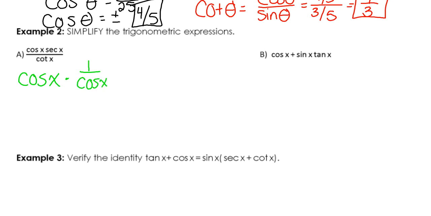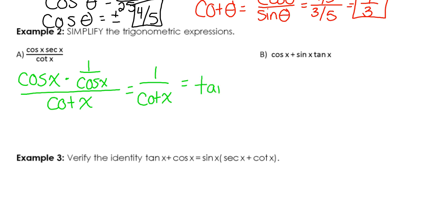So I try and think about how I can rewrite things in the same trig function. So getting these both to cosine kind of helps me. And then let's leave cotangent alone for right now. So in the numerator of that fraction, cosine of x times 1 over cosine of x is just 1. And then I have cotangent of x in the denominator still. And from my reciprocal identities, I know that 1 over cotangent of x is tangent of x. So we are using the identities to simplify a more complicated trig expression into a much simpler one.